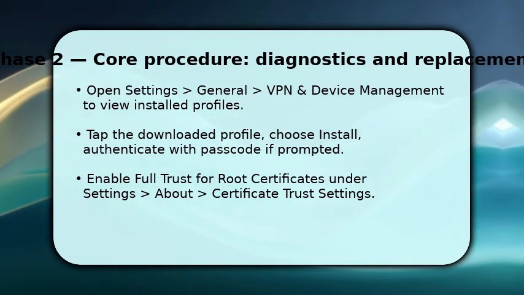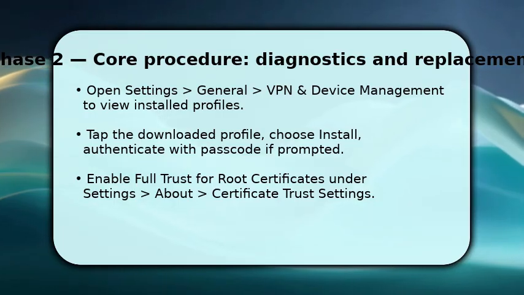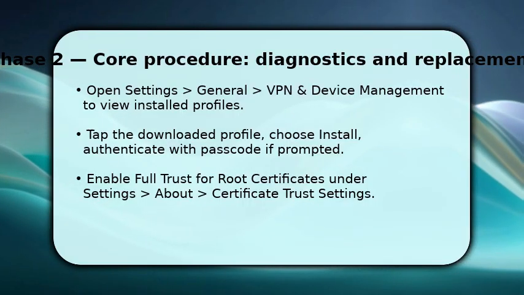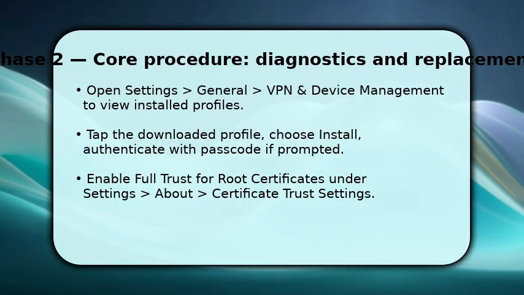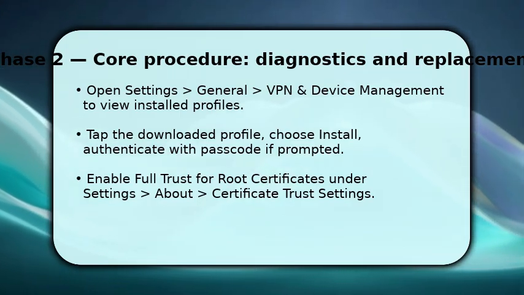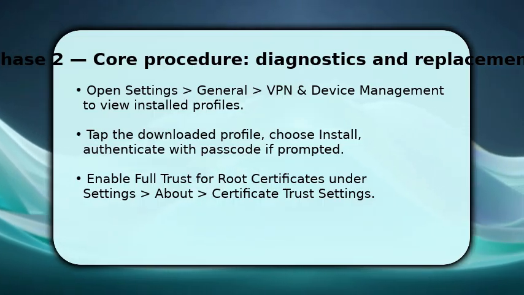After installation, navigate to About, Certificate Trust Settings and toggle Full Trust for the root certificate you added. This lets TLS chains validate for apps and mail. Make sure the certificate's name matches the server's issued CA, and if the server uses SNI or wildcard names, confirm the SAN covers the host name, so TLS validation works.